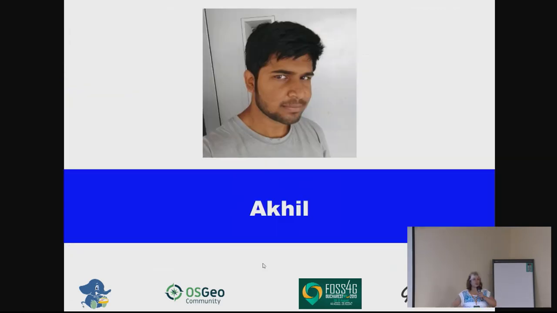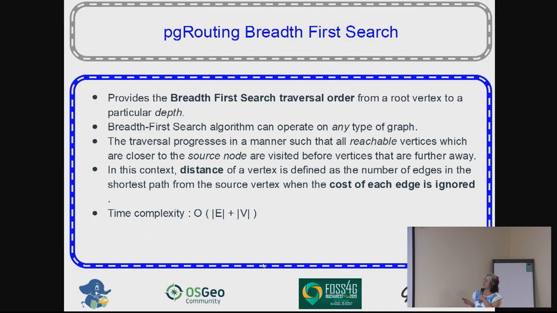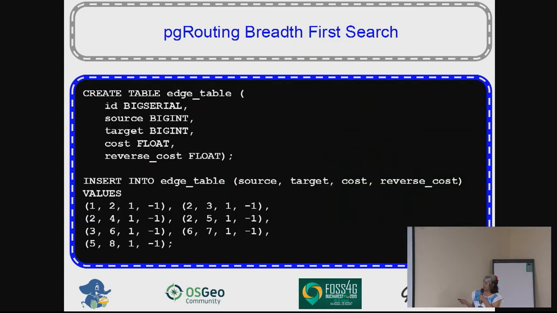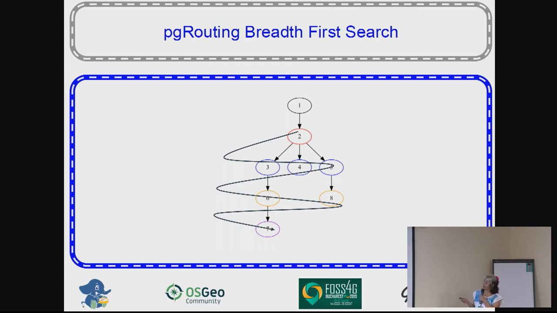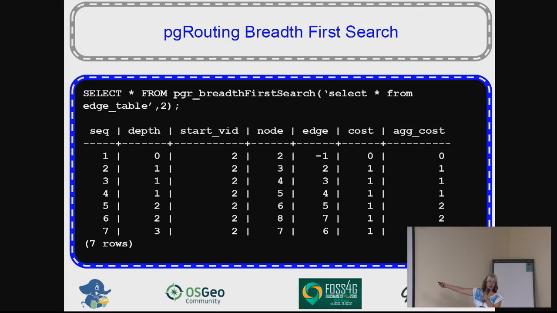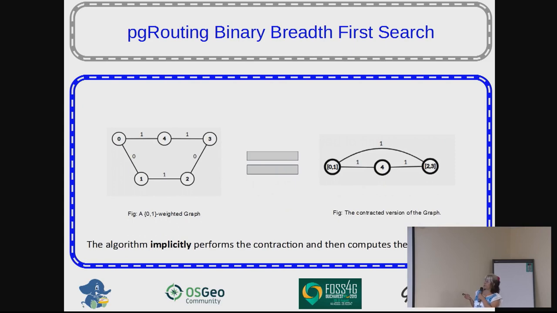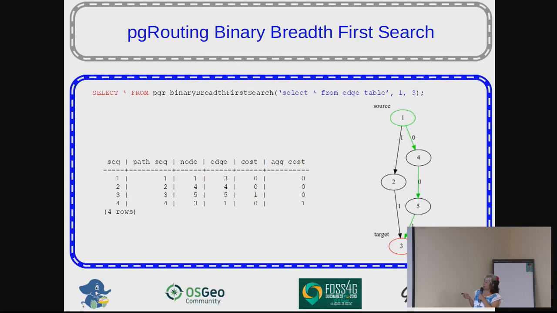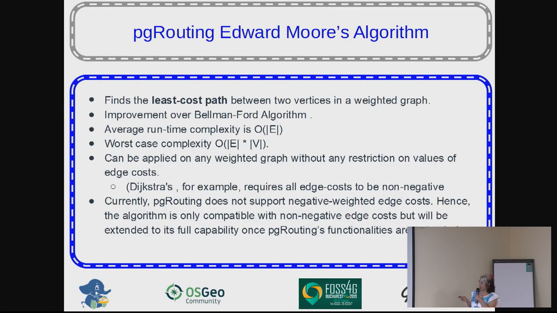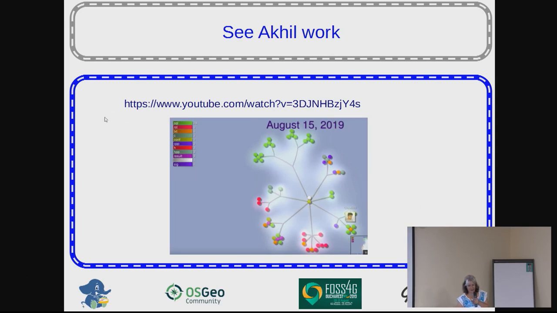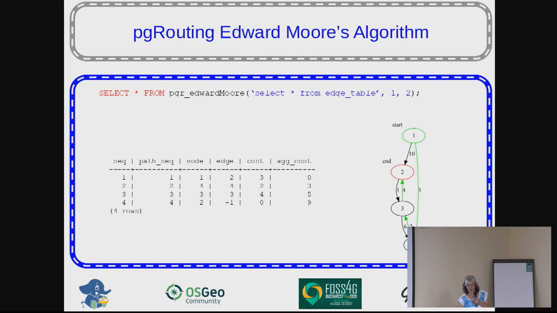Now the other student that we have for this year is Akil, and he made a breadth first search function in pgRouting. That is the documentation that he did for this presentation. And that is how pgRouting's results look when you use it. So it's a long process to use that information and make a nice map with it. And he made a binary breadth first search. And he also made an implementation of Edward Moore's algorithm. So he made a contribution of three functions, and he also created his working video.